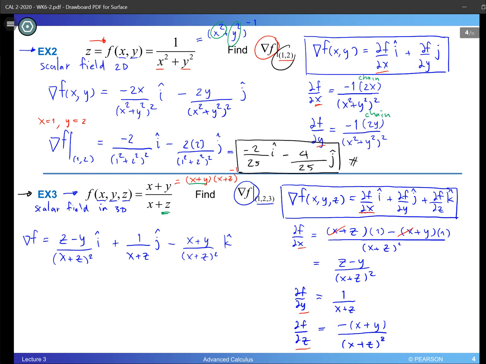Okay, now all we need to do is to plug these 1, 2, 3 in. X equal to 1, y equal to 2, and z equal to 3.